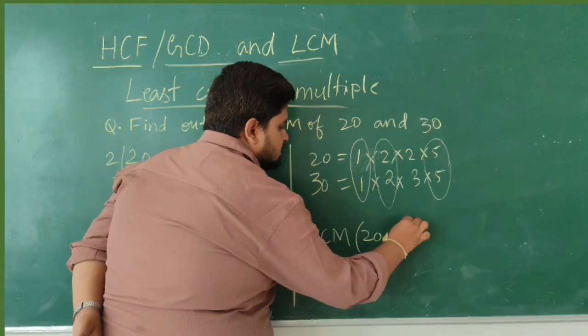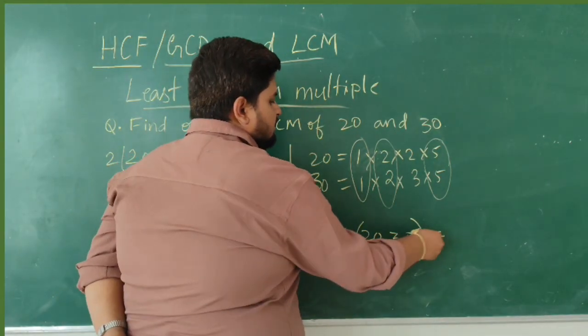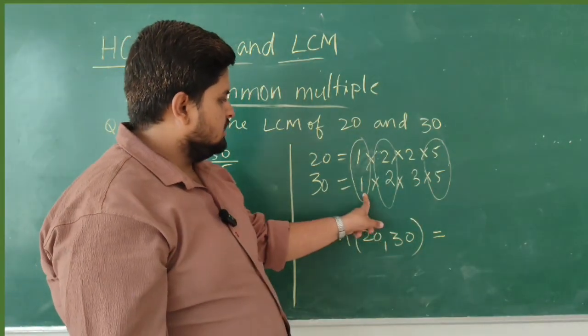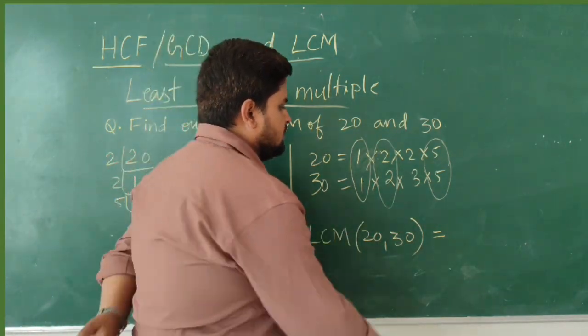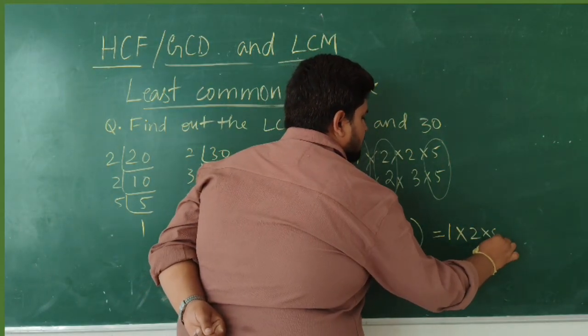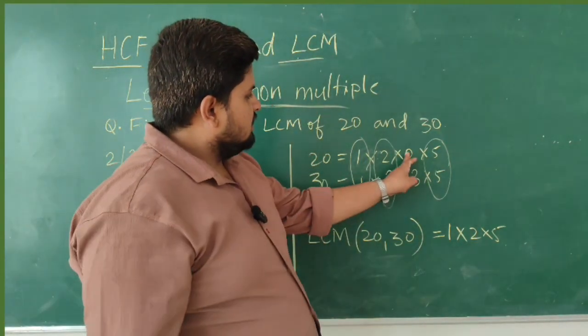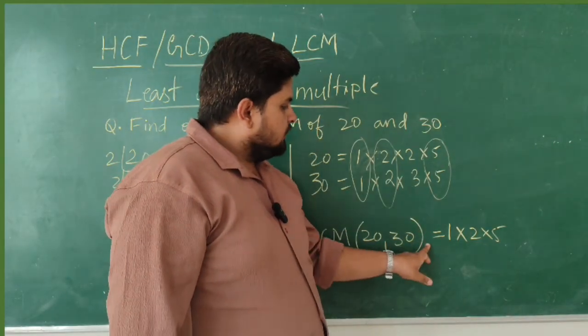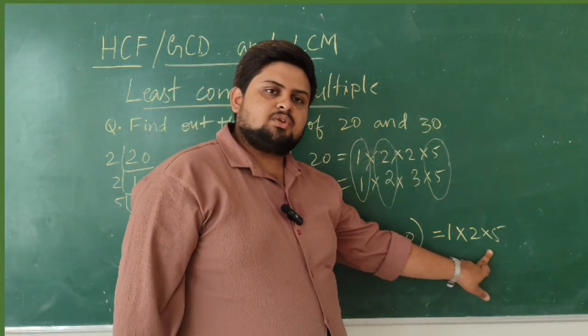Now to find the LCM of 20 and 30, we will write the product of all the common factors, that is 1 multiplied by 2 multiplied by 5. Now we are left with the other two numbers which are not paired. If you do this much, you will find the HCF of those two numbers.